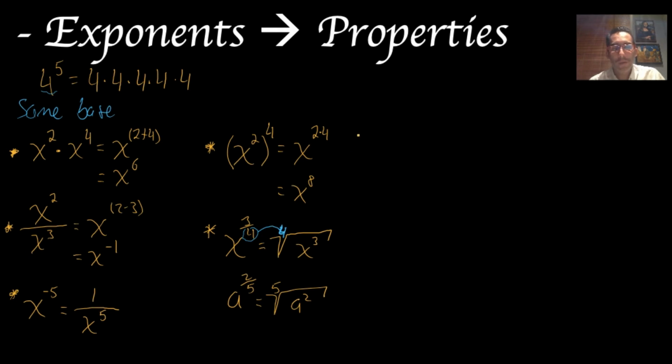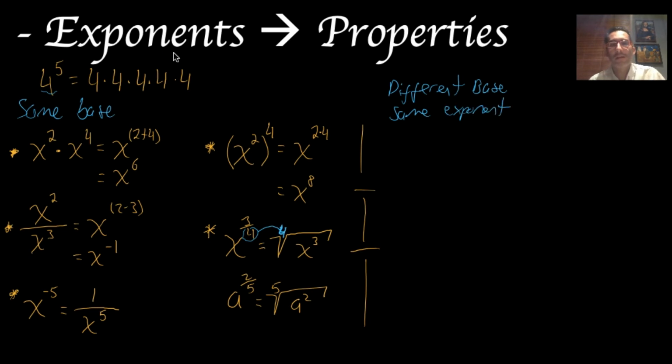Now, what happens? Because it can be the case where we don't have the same base, but we have different bases. But the characteristic is that we can have a different base, but with the same exponent, okay? That's going to be the feature. If we have this scenario, we can play. There are a couple of things that we get to do.